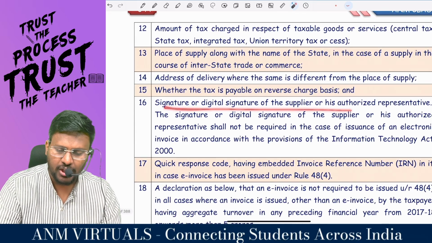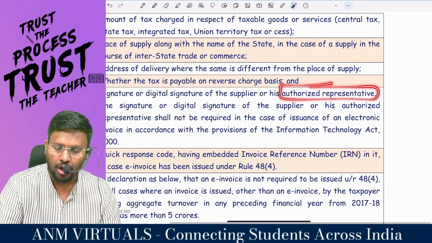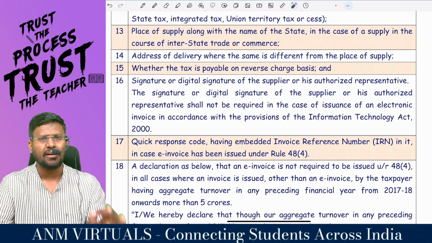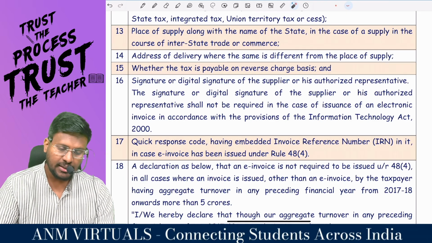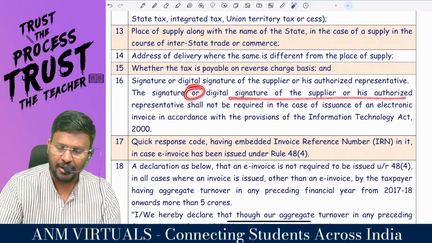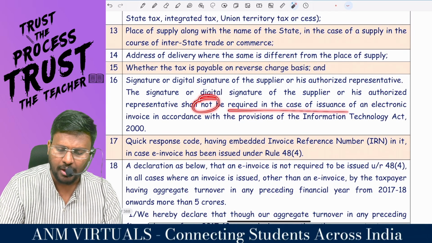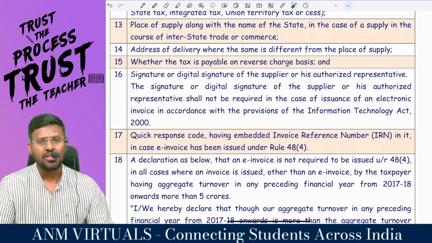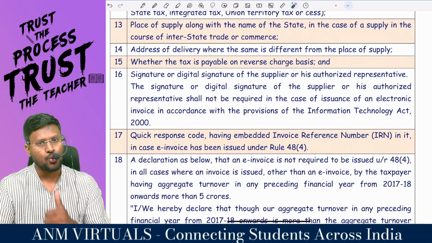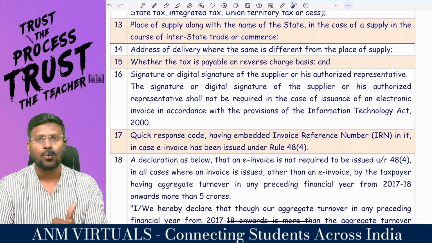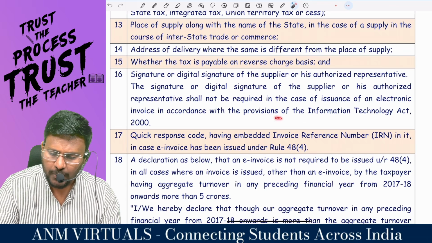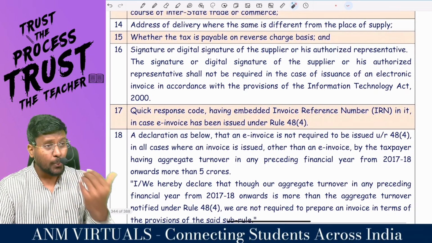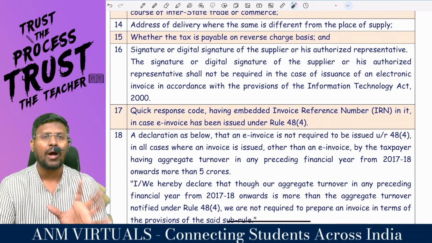Signature or the digital signature of the supplier or his authorized representative. That is, you have to put a signature that all the information contained in the invoice is correct. The signature or the digital signature of the supplier or his authorized representative shall not be required in case of issuance of what invoice? There is a concept called e-invoice. We can issue a manual invoice and also an electronic invoice in accordance with the provisions of the Information Technology Act. So if you are issuing an electronic invoice, no need to have what?